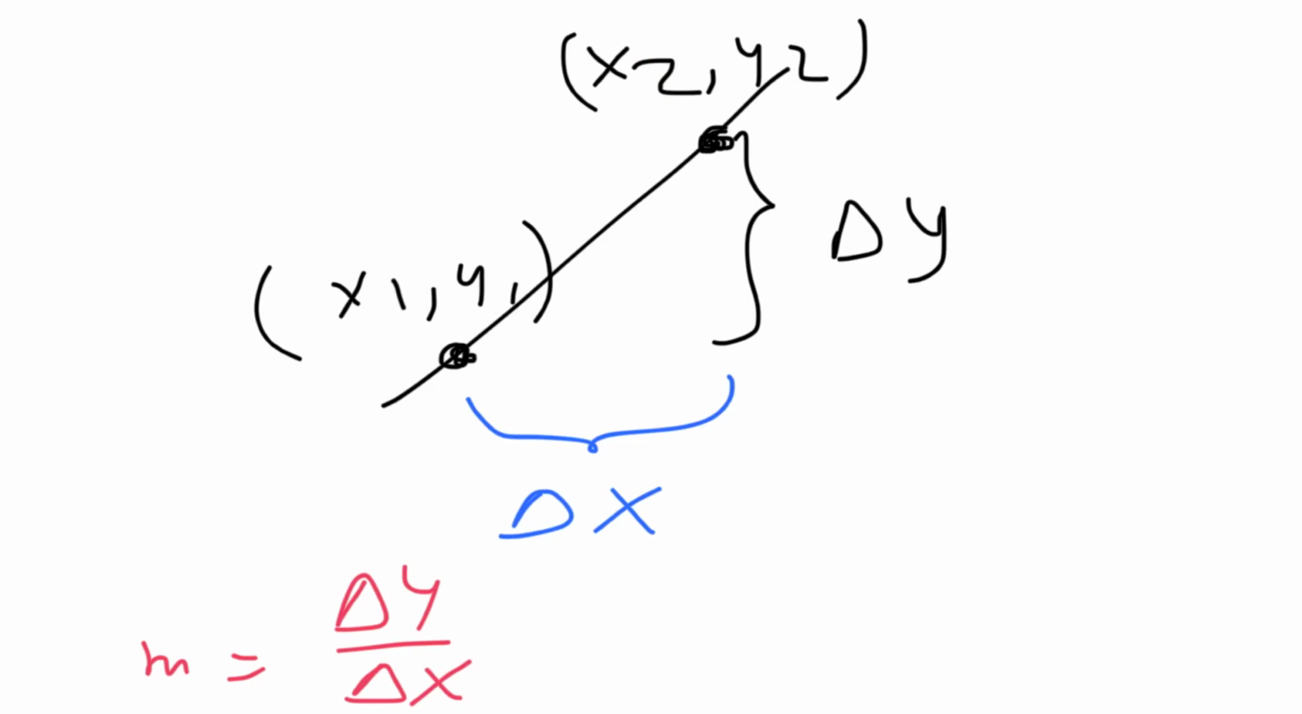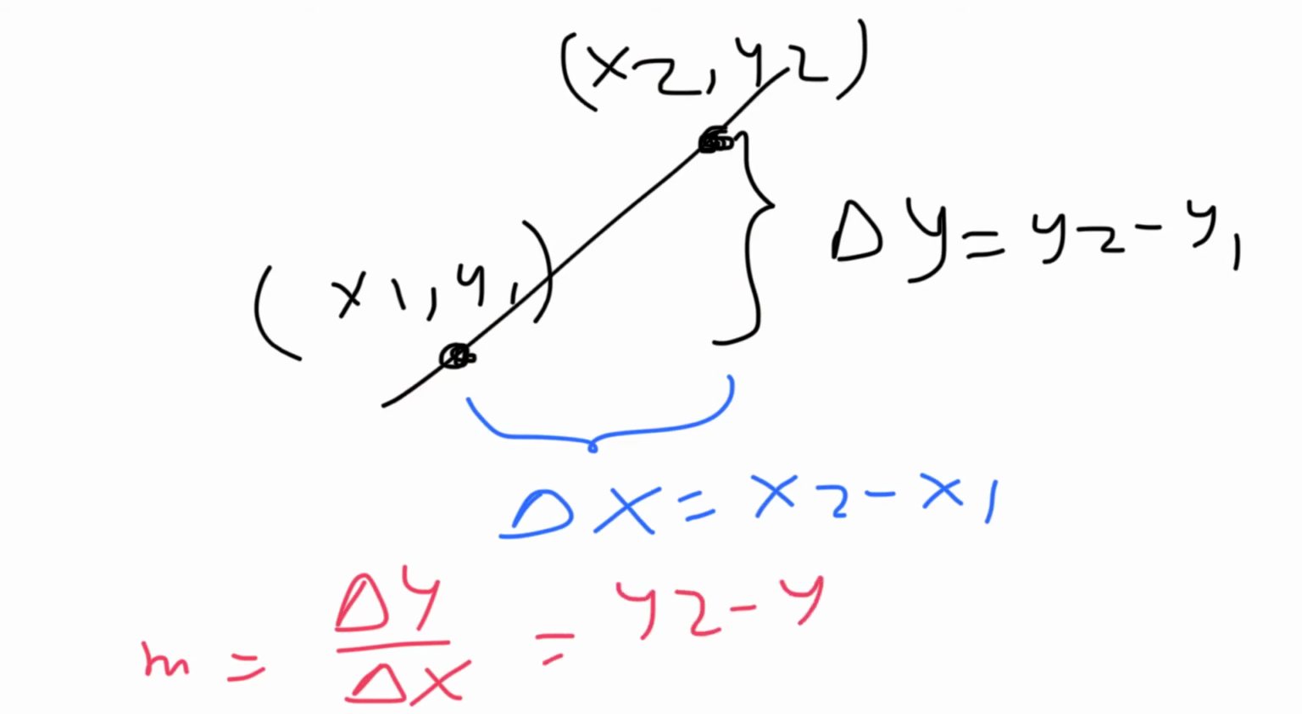The change of y is basically how high the difference is compared to a unit horizontal shift. So what does delta y equal? It's y2 minus y1. Also delta x, same thing: it's x2 minus x1. So I can say now that the slope is equal to y2 minus y1 divided by x2 minus x1, okay? And you can use this formula to get the slope for any line.